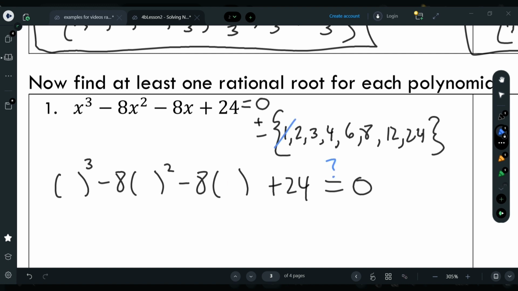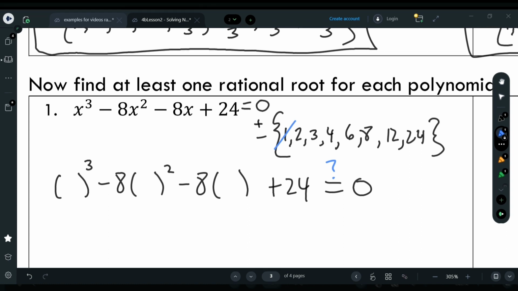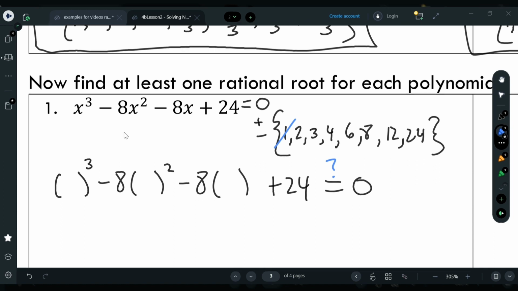You could go straight to 24. It doesn't really matter. I'll go in order. So let's see. I'll try positive 2. When I plug in positive 2, I get a negative 16. So positive 2 also, right? If you plug in a positive 2 here, that doesn't work. That's no good. Let's try negative 2.